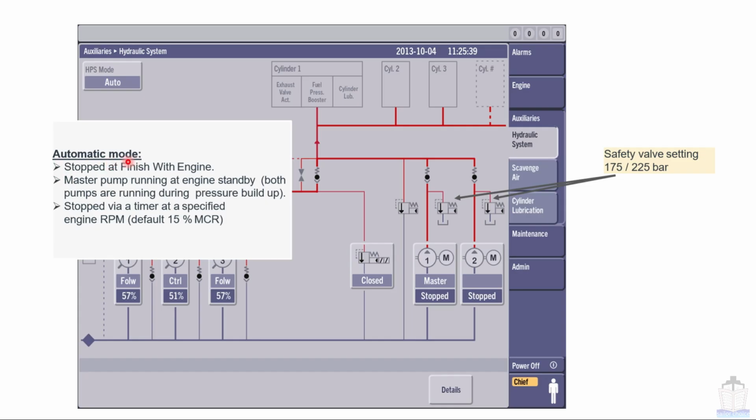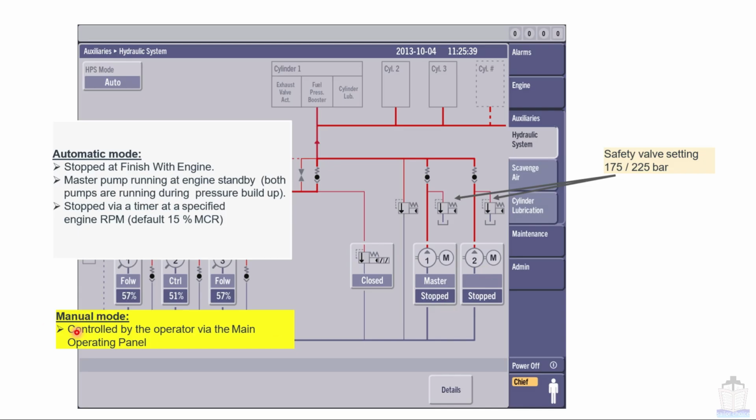Now, automatic mode: stopped at finish with engine. These two pumps will automatically stop when you press finish with engine. Master pump running at engine standby. When you keep the engine in standby, the master pump will start automatically. Both pumps are running during pressure buildup. When you press standby, this master pump starts first, followed by the slave pump. Both pumps will keep on running until the engine load rises to 15%. As the engine load reaches 15%, both pumps will stop automatically.